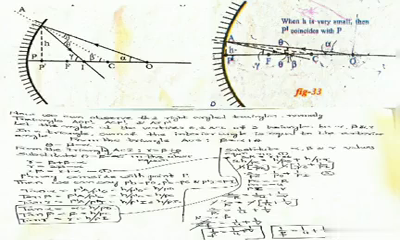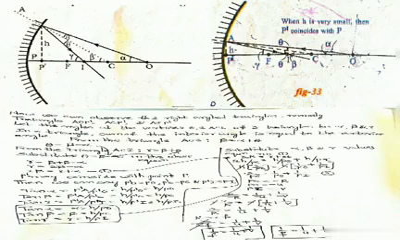Next, distances measured in the direction of the incident light are taken as positive, and those measured in the direction opposite to the incident light are taken as negative. For example, in the first figure, from O the ray falls on the mirror at A, and after reflecting, the image forms at I. Like that in previous ray diagrams, observe the path of the incident ray.